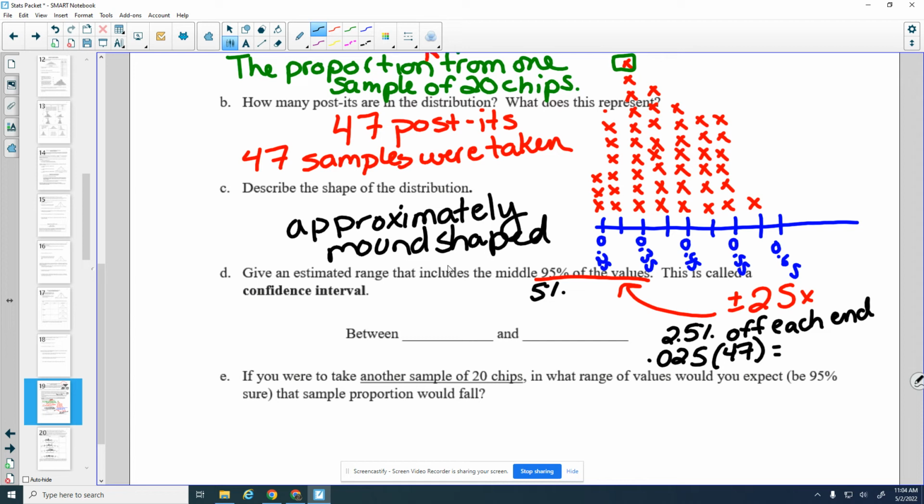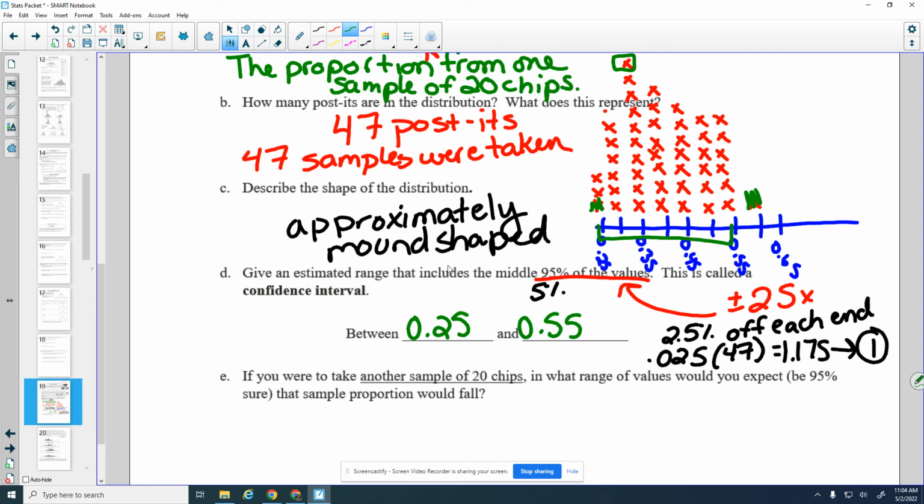So that means I'm cutting 1.175, which rounds to the nearest whole number, so 1 dot off each end. This one is obvious. I'm just going to cut that off this end, cut this one off this end, and look at the remaining data. The remaining data ranges from 0.25 to 0.55. So if I was going to take another sample from this population that has 40% peach chips, I would expect that number to be between 0.25 and 0.55.